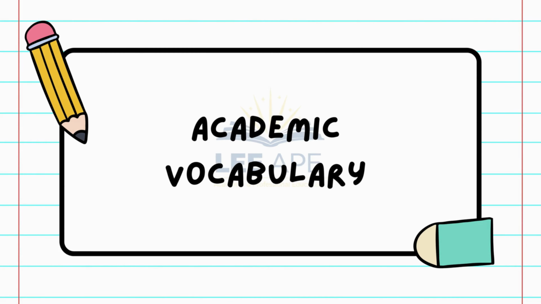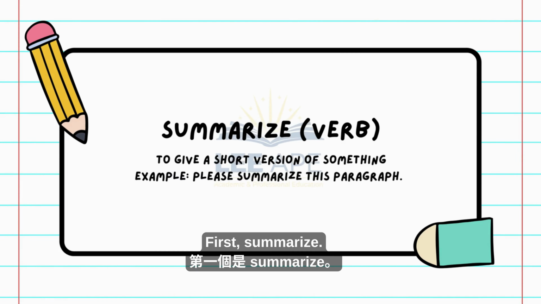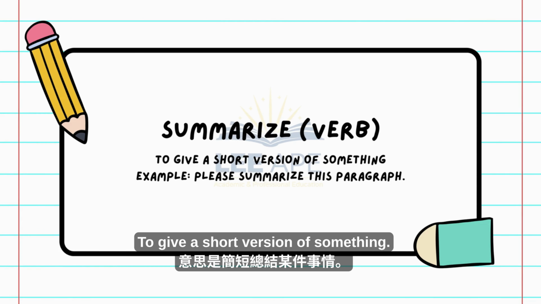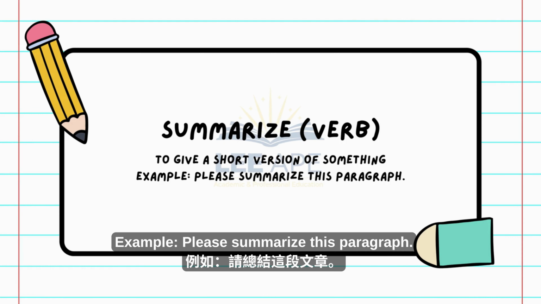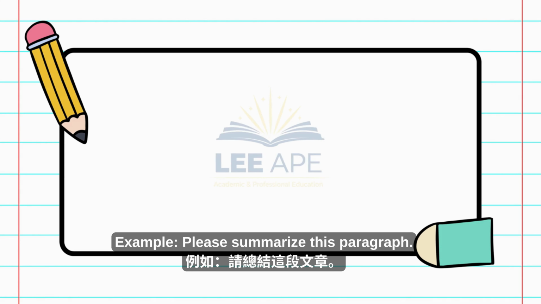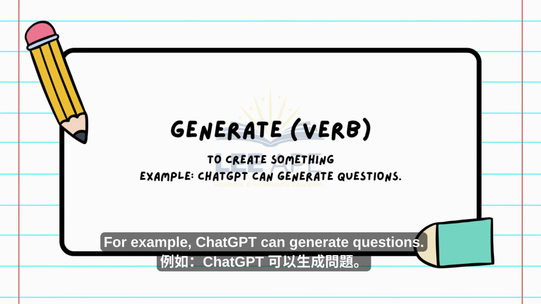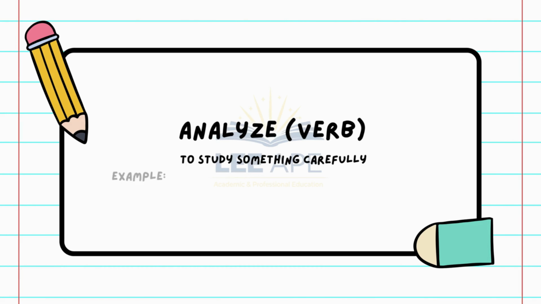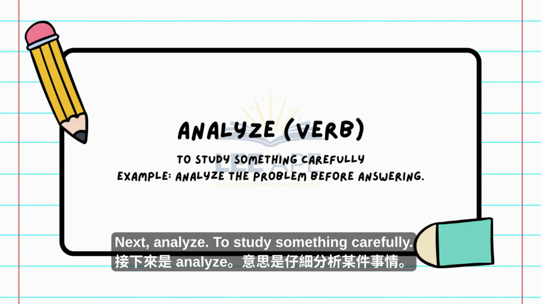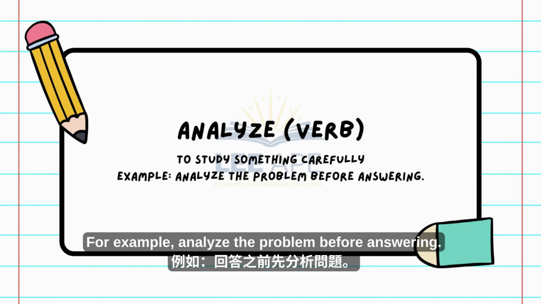Academic vocabulary. First, summarize. To give a short version of something. Example, please summarize this paragraph. Next, generate. To create something. For example, ChatGPT can generate questions. Next, analyze. To study something carefully. For example, analyze the problem before answering.